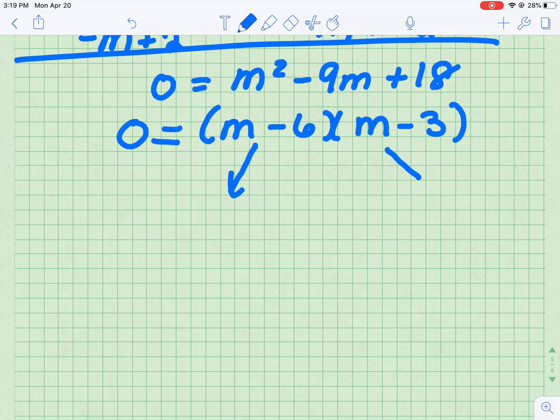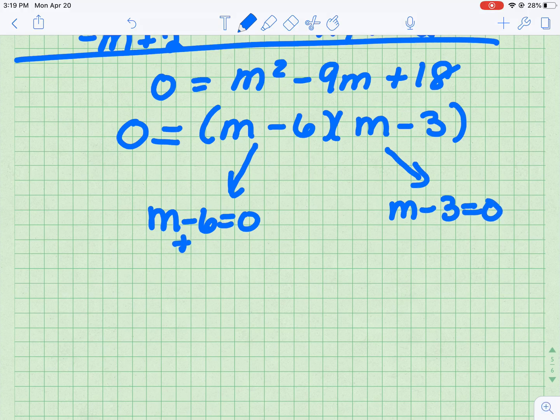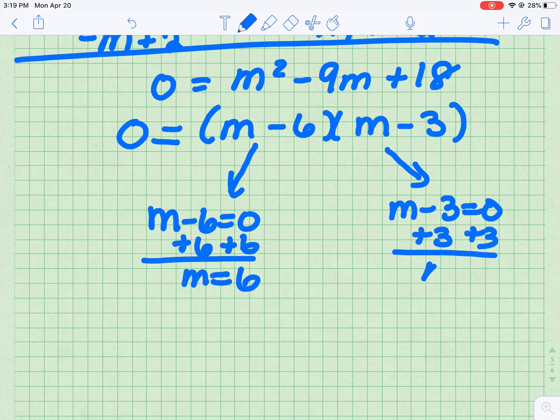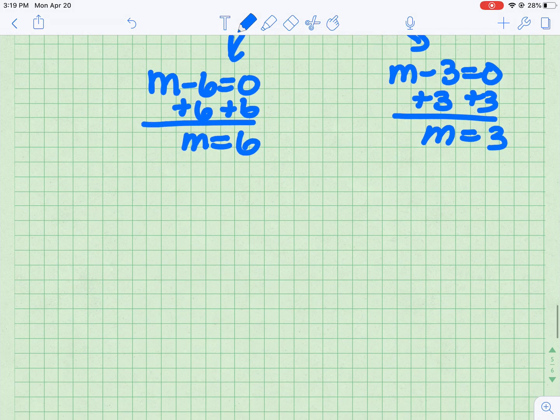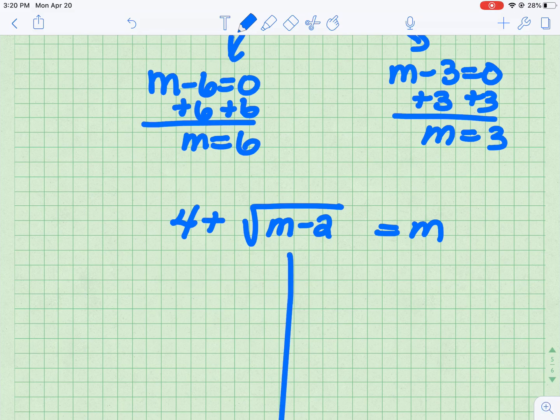Zero product property. m minus 6 equals 0. m minus 3 equals 0. So add 6, add 6. So m equals 6, and m equals 3. That looks great, but we have to check to see if we created an extraneous solution when we started messing with this equation. So we go back to our original equation, 4 plus the square root of m minus 2 equals m. And I'm going to check it twice.